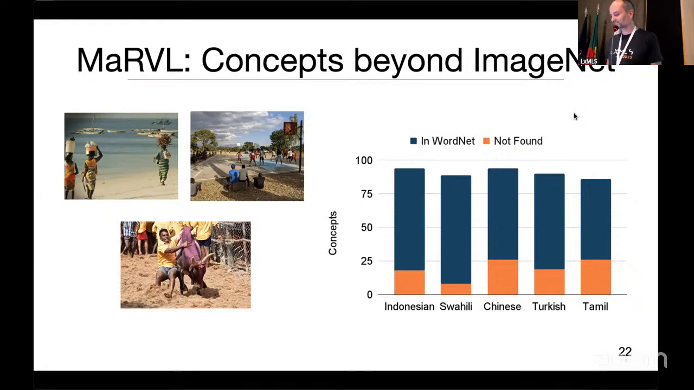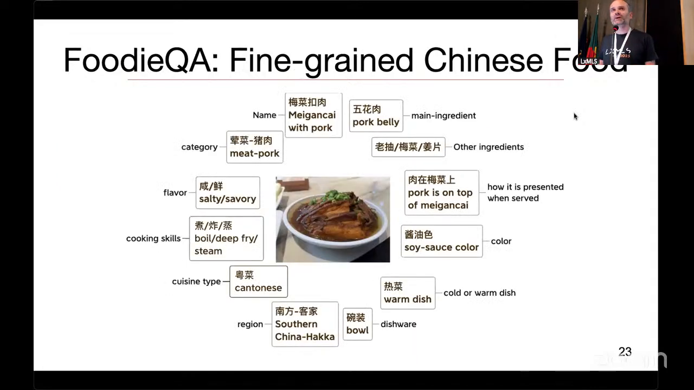In terms of Foodie QA, we were really interested in fine-grained Chinese food understanding. The student that led this project worked with other Chinese speakers to create an extremely fine-grained taxonomic representation of things like how a dish was presented, or whether it's served cold or warm, or which type of cuisine it is, and what type of category this is. This is the type of fine-grained understanding that requires expert knowledge to create, but it also pushes models to demonstrate their expert knowledge and understanding.